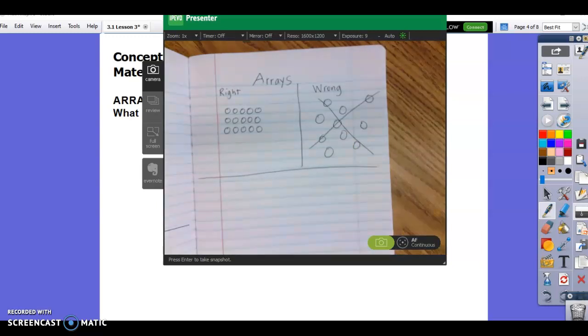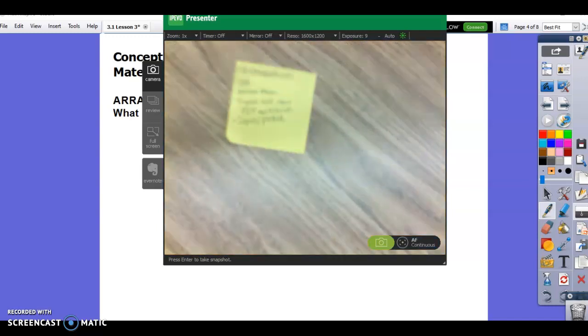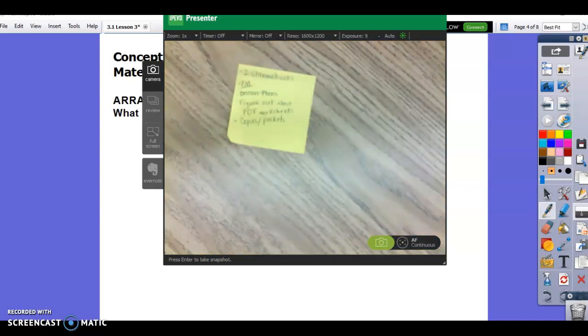All right, so go ahead and find your bags of manipulatives, and you are going to need your little red and yellow and green and blue tile squares. So go ahead and find those and take those out.